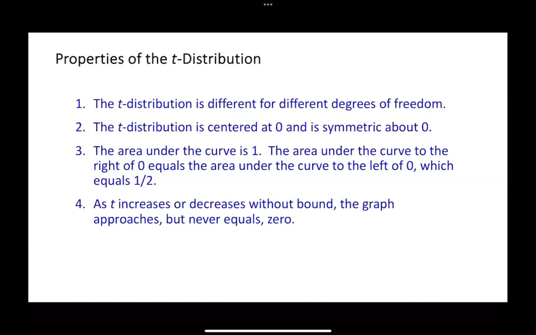The area under the curve is 1. 50% is to the left of your mean. 50% is to the right of your mean. As my t-value gets super, super big or super, super small, the graph is going to approach but never touch 0. In previous classes, you may have heard the word asymptote. An asymptote is a line that they can get closer and closer to, but you can't touch. And so our 0, or our x-axis, would be that asymptote. It gets really, really close to 0, but it'll never touch it.